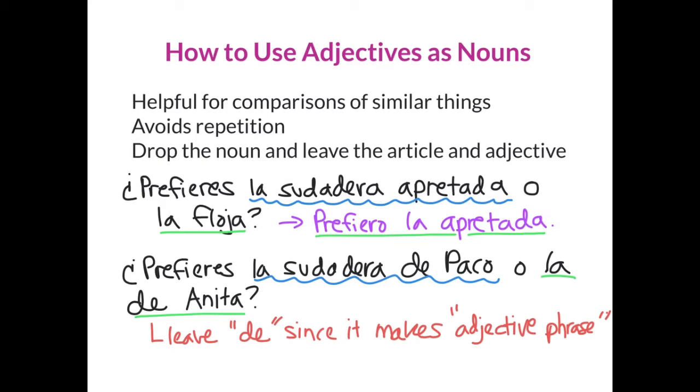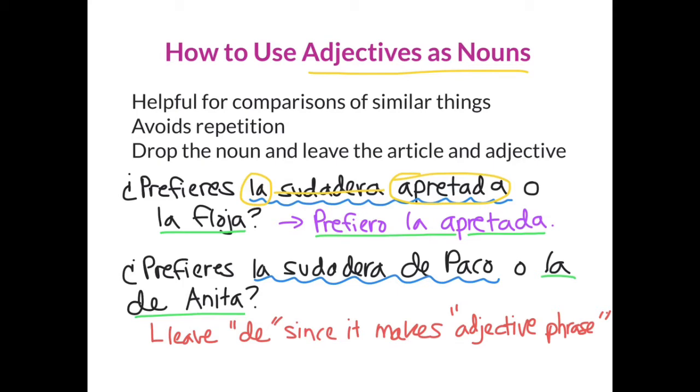¿Prefieres la sudadera apretada o la floja? Do you prefer the tight sweatshirt or the loose one? So if you take the option you're given and you just drop the noun, so in this case, what's the noun? The person, place, or thing? Sweatshirt, so that goes away. Whatever you're left with, that's how you form this construction of an adjective as a noun. So in my answer, I would say, prefiero la apretada. I prefer the tight one versus the loose one.